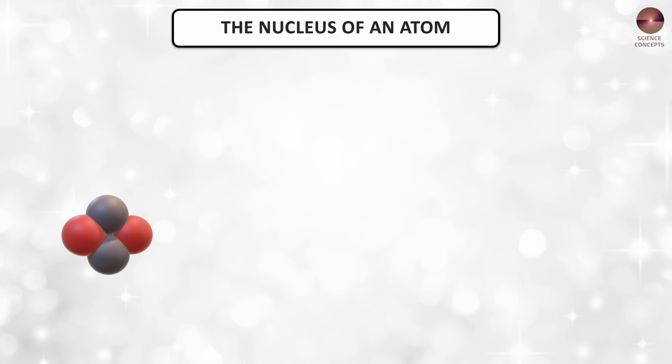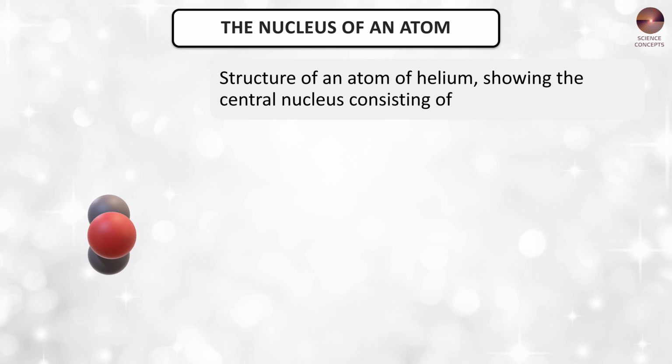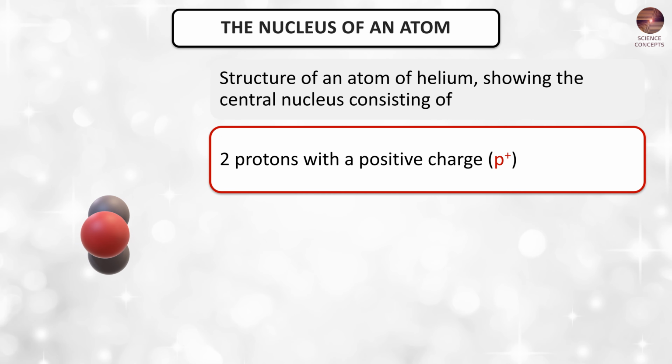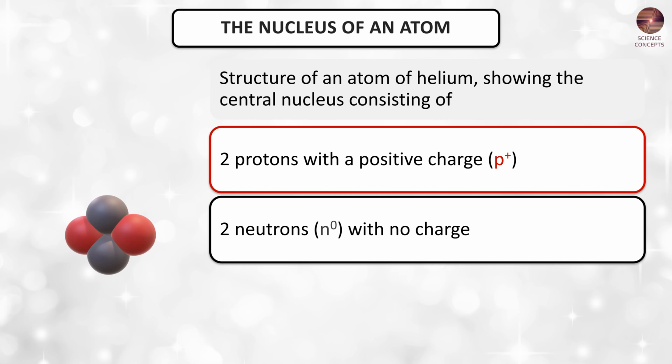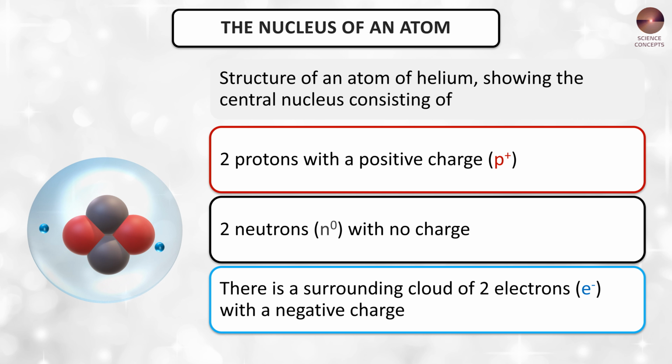Here is an example of a typical nucleus of an atom. The structure of an atom of helium showing the central nucleus consisting of 2 protons in red with a positive charge and 2 neutrons in grey with 0 charge. And there is also a surrounding cloud of 2 electrons in blue with a negative charge.